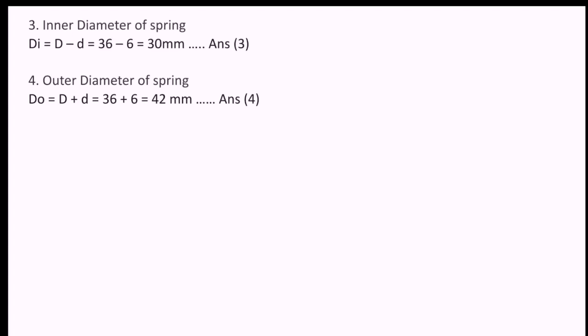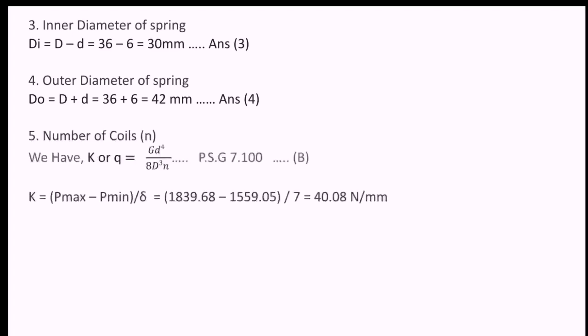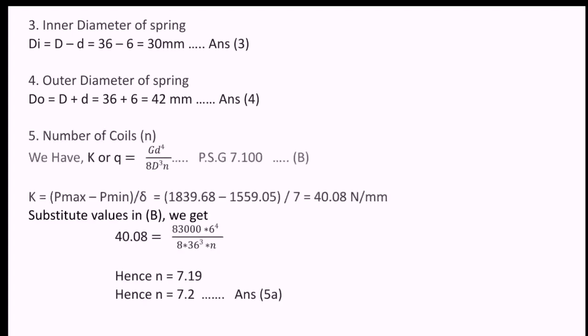For the number of coils, I am using the relation of stiffness. K is equal to G d raised to 4 divided by 8 D cube N. Again here we require the value of K, which can be given as K is equal to P max minus P min divided by delta. On solving this, I will get the value of K as 40.08 Newton per mm. Substituting this value in equation B, I will get the number of turns as 7.19, which I will approximate to 7.2. This is the active number of coils in the spring.